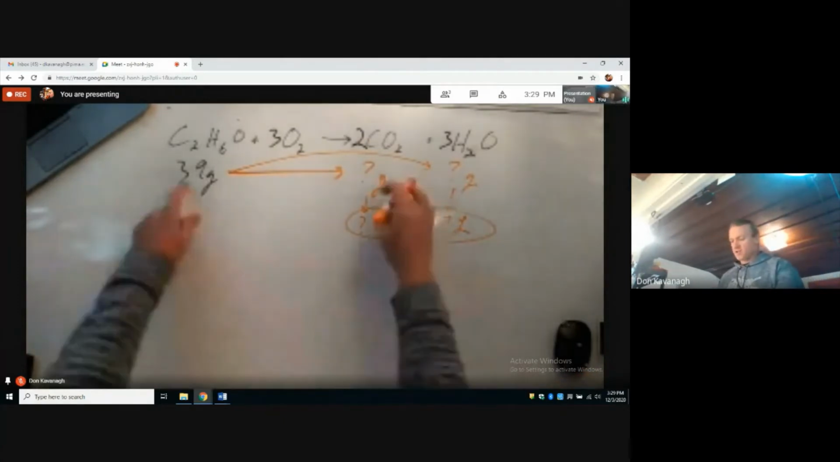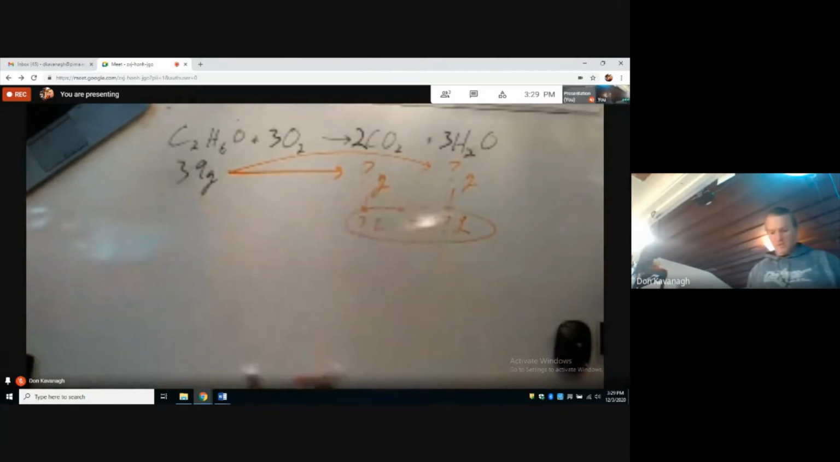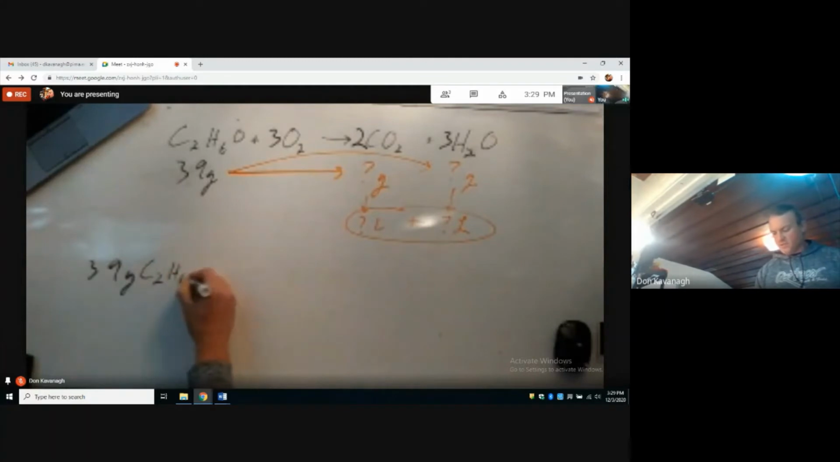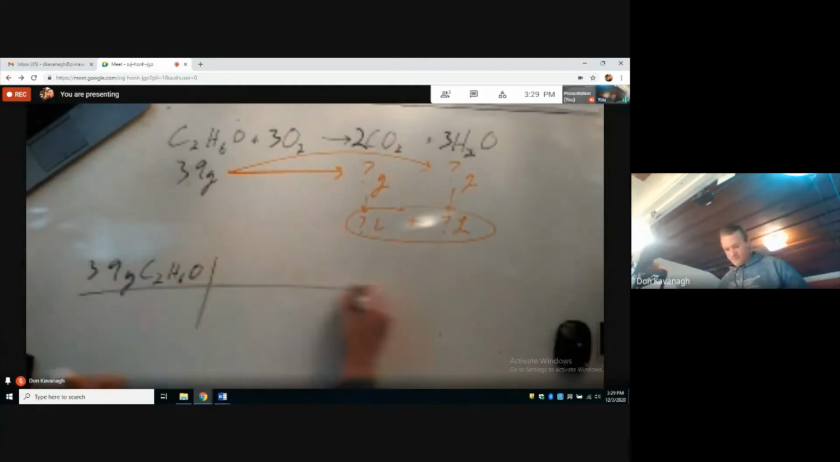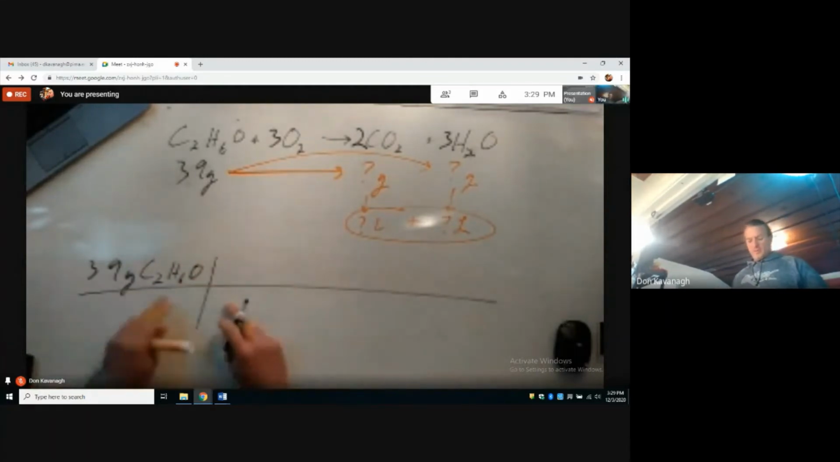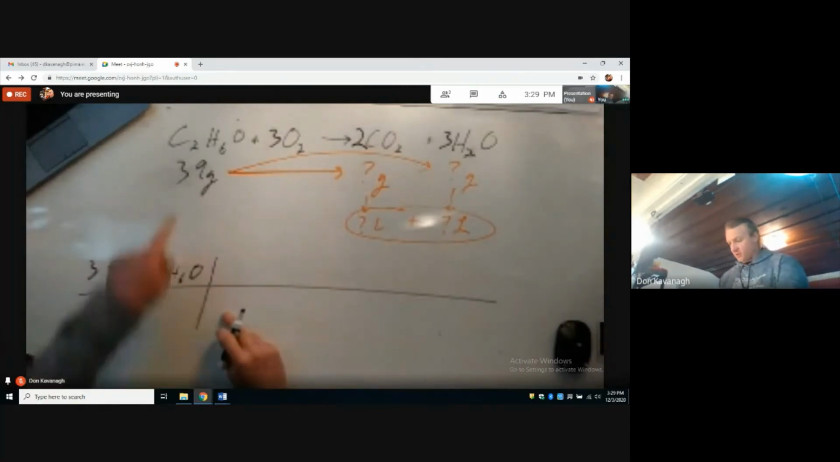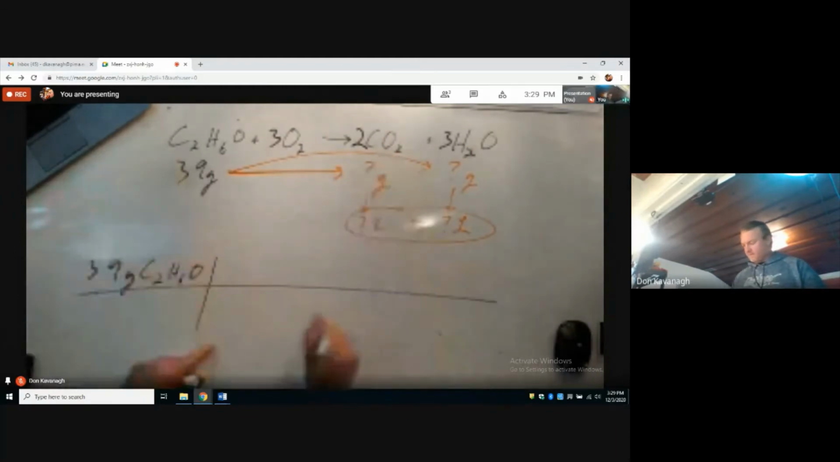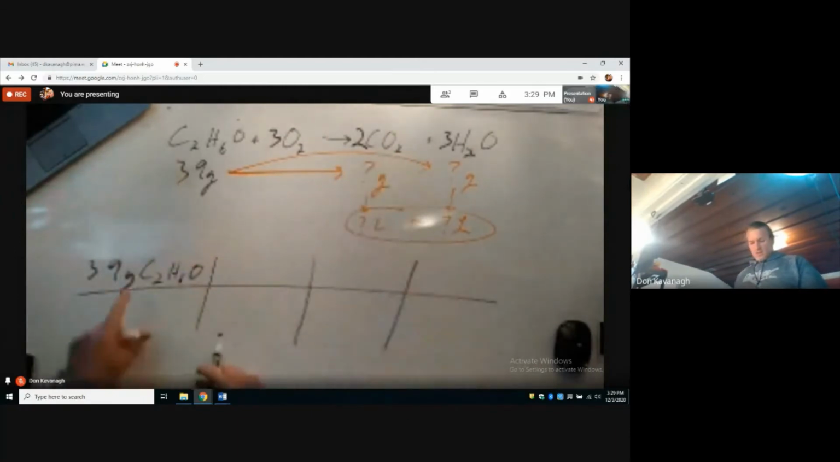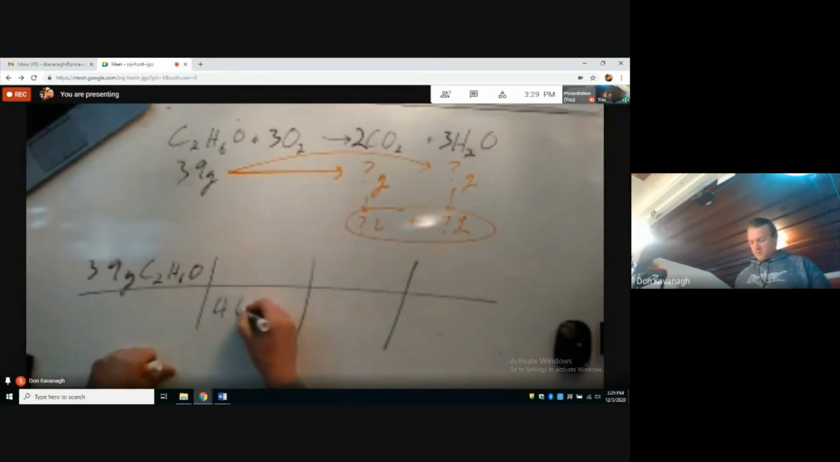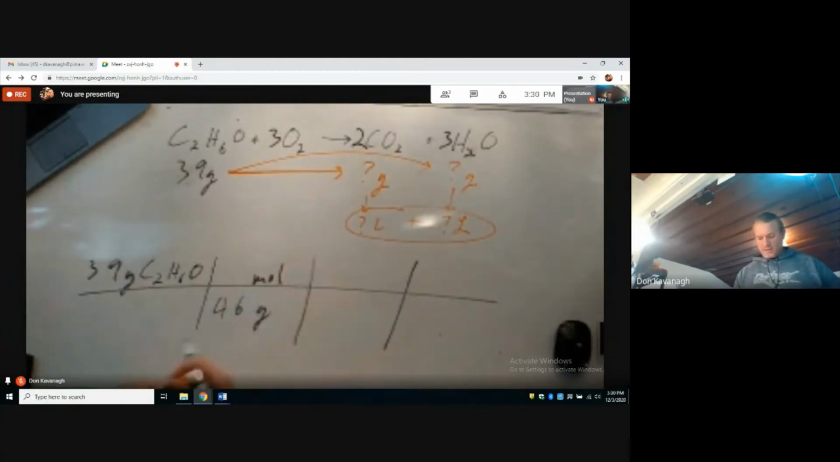So a grams to grams type problem is an oldie but a goodie. 39 grams of C2H6O ethanol. We're going to look this up in the periodic table to figure out the molar ratio of ethanol to CO2. That's about 46 grams per mole, adding that up off the periodic table.